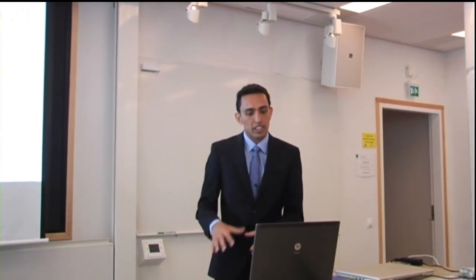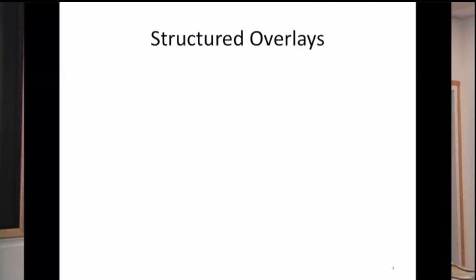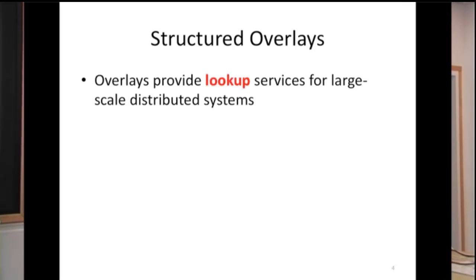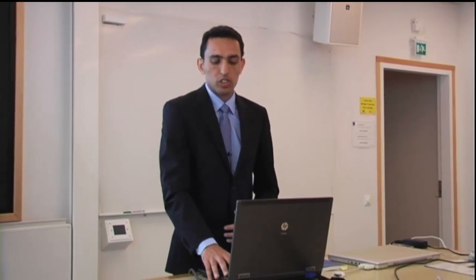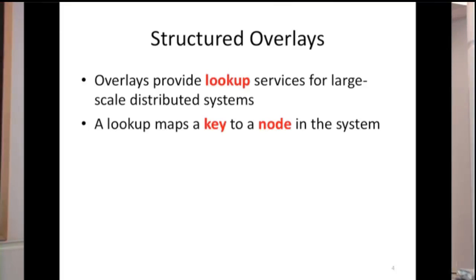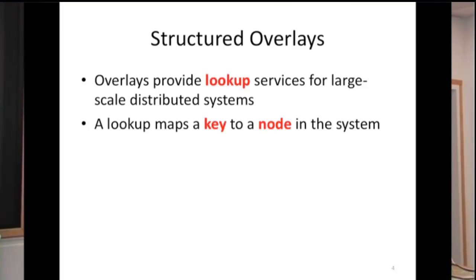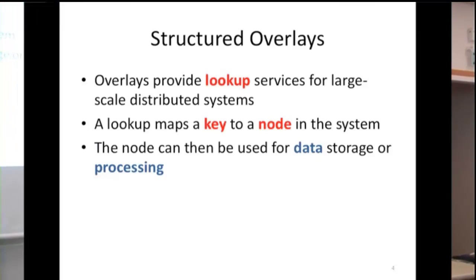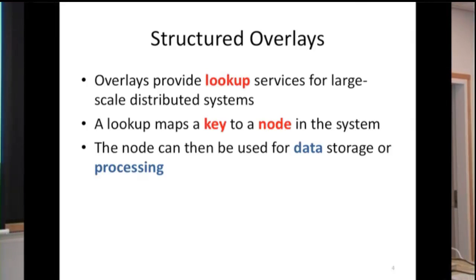So this was overlays. Then comes the question of what a structured overlay is. Structured overlays are a kind of large-scale lookup service. You can have thousands and thousands of nodes, and it will give you a lookup service on top of that. What this lookup service does is map keys to nodes. Once you get a mapping like this, you can then use that node for, let's say, data storage or processing or whatever. In our context, we are talking about data only.